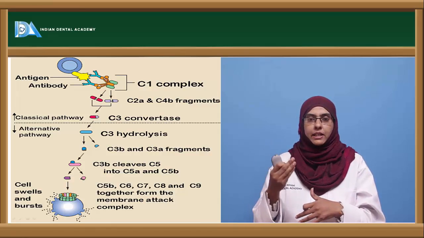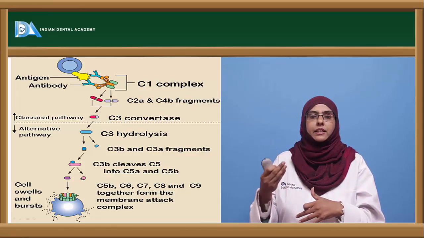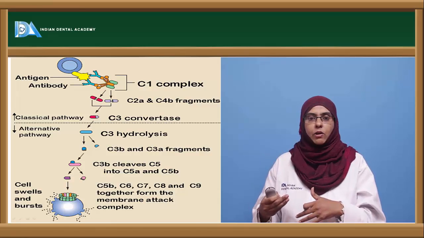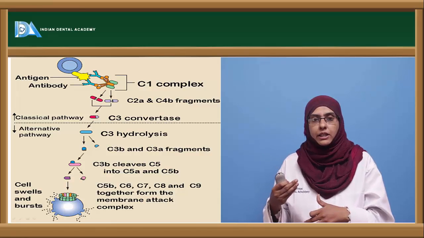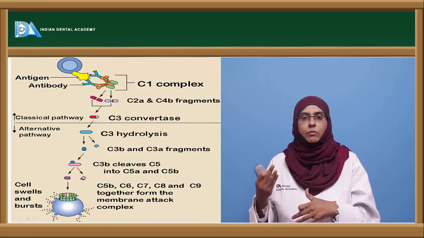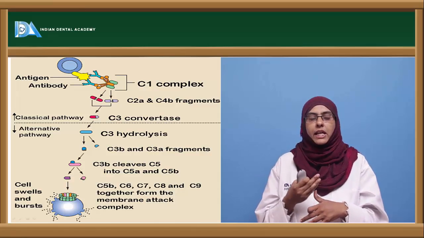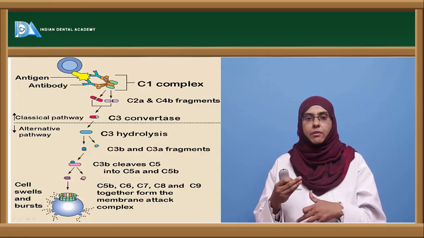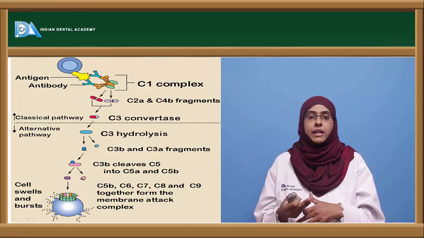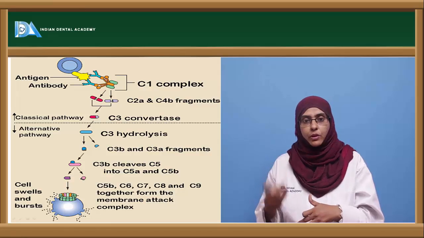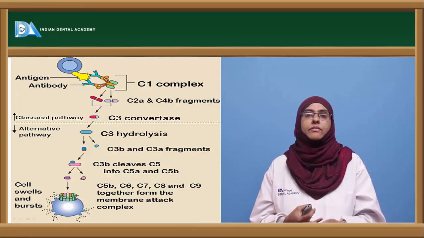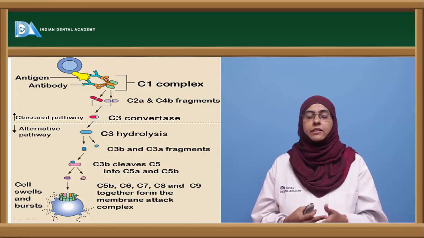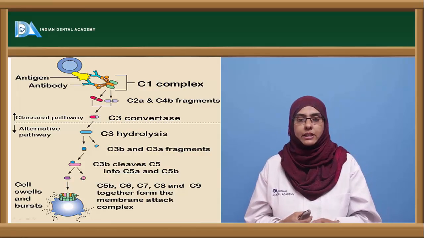Ultimately it is C6, 7, 8 that activate the C9 component, and nearly 10 to 12 C9 components join the complex and drill holes on the microorganism about 100 angstroms in diameter. Because of the pore formed in the bacterial surface, there is leakage of the contents from the bacteria and ultimately the organism gets killed.